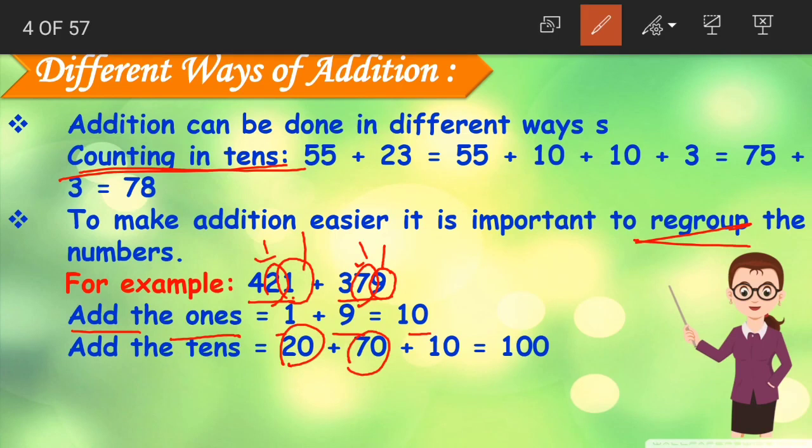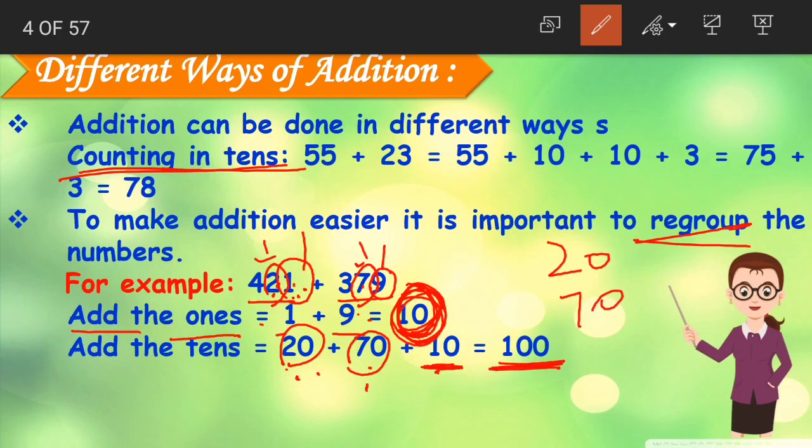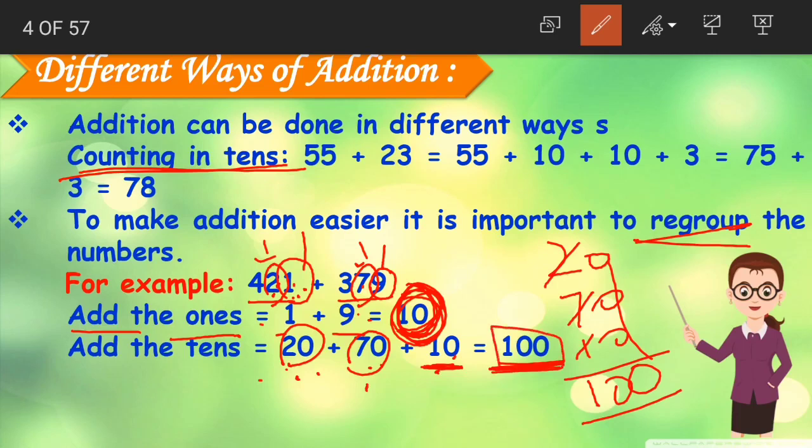We are talking about place values here, children. 20 and 70. And here we also got one 10, right? When we added both the ones, we got a 10. So we'll add that 10 as well. We have 20 and 70 in the question, and we got another 10 by adding the ones. So 20 plus 70 plus 10 is equal to 100. We all have zeros here, so 0. 2 plus 7, 9. 9 plus 1, 10. So 20 plus 70 plus 10 becomes 100.